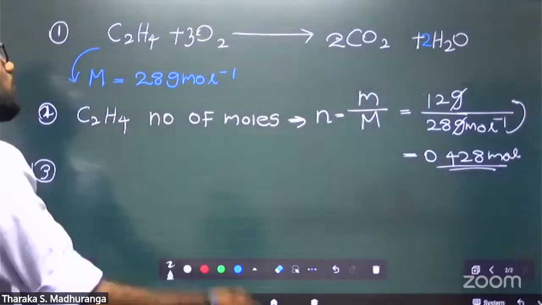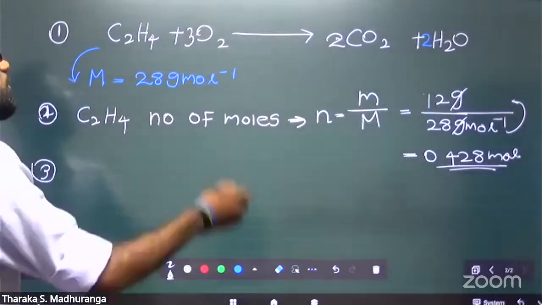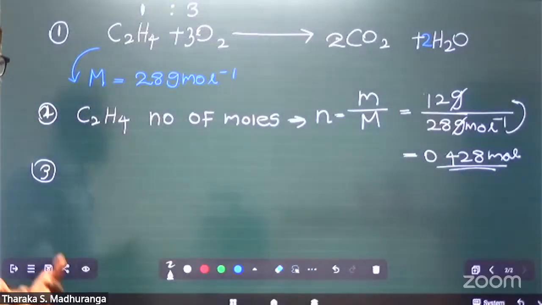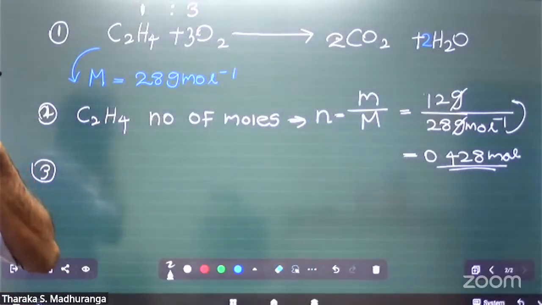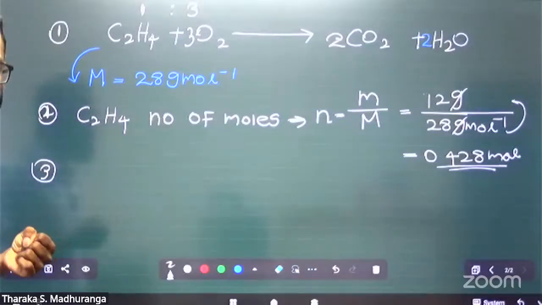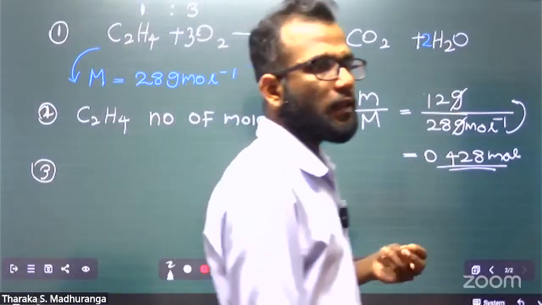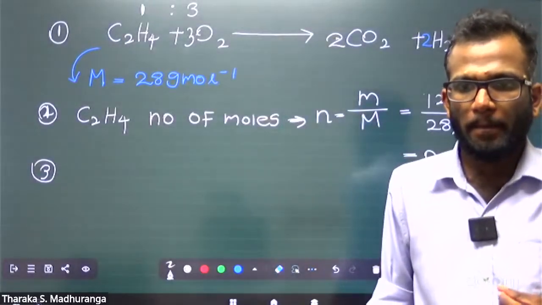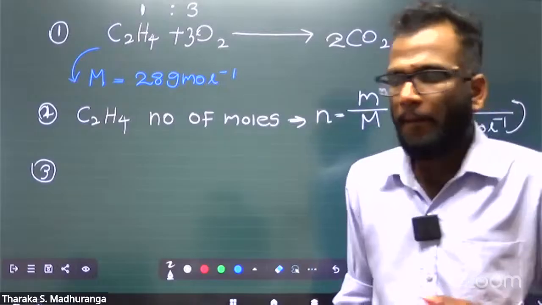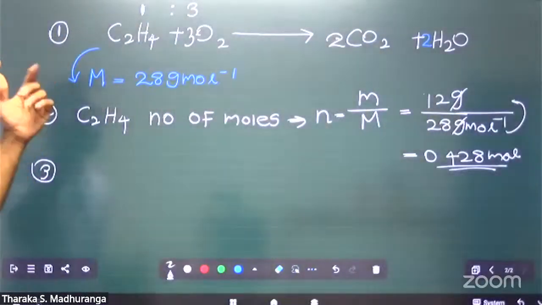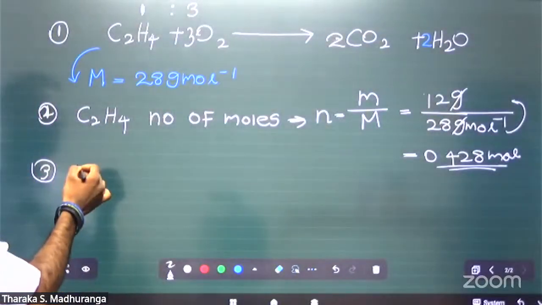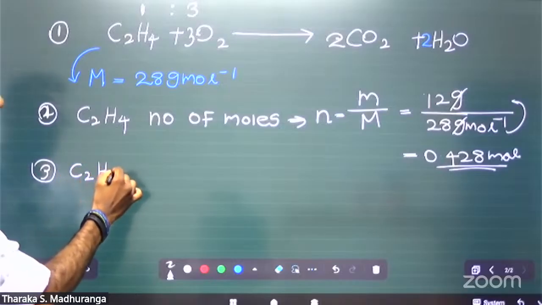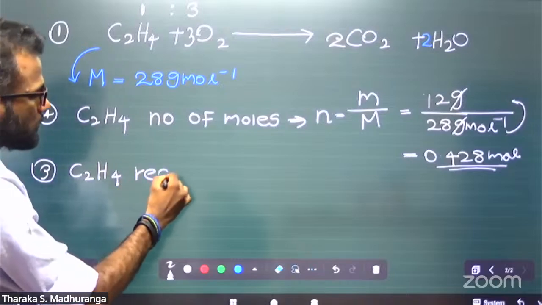Ethylene, stoichiometric ratio 1 to 3. 1 to 3 is the stoichiometric ratio. Then the actually reacted ethylene number of moles.